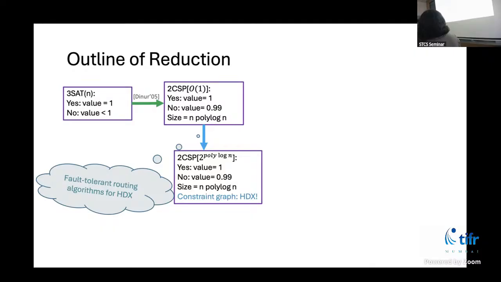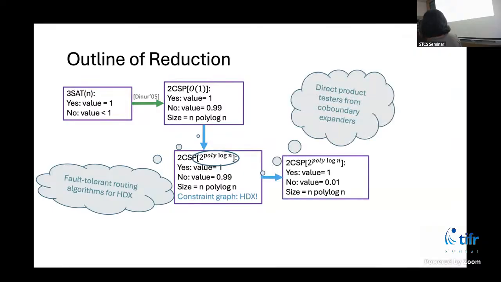Once you have this HDX structure, our alphabet blows up in this part, but let's not worry about that. Once you have this structure, you can use whatever I showed you now, these direct product tests, to get down the value to 0.01. And the main thing is that this arrow maintains the value. It doesn't drop the value too close to 1.